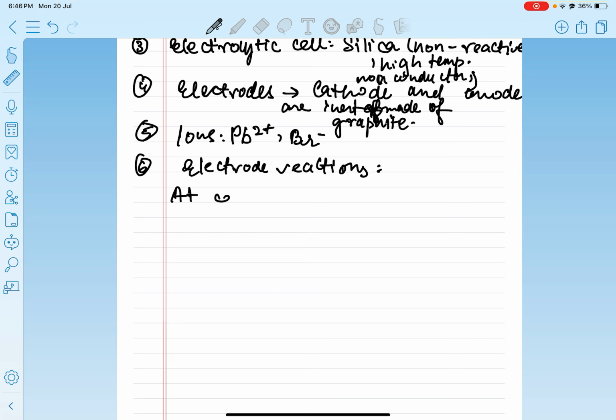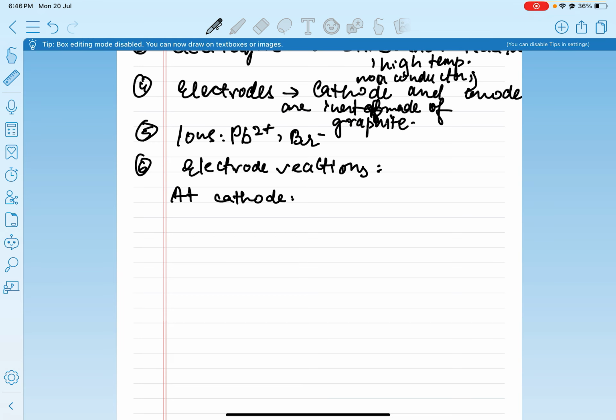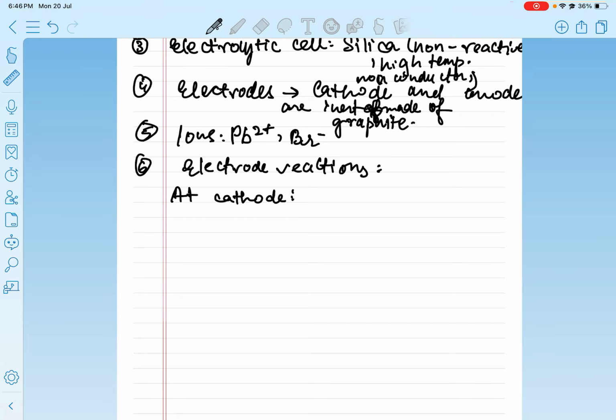So at the cathode, Pb2+ will get discharged. What will Pb2+ try doing? Yes, it will try becoming neutral. Pb2+ has lost 2 electrons to become a cation, so it will gain 2 electrons to become Pb. This is the reaction happening there.